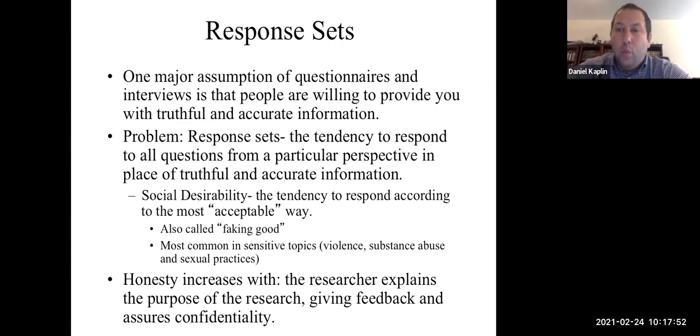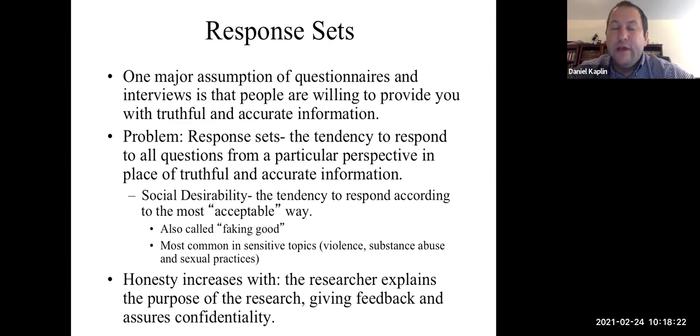We all want to be liked. Everybody wants to be approved of. So social desirability is a tendency to respond to questions in that which is considered socially acceptable or in a way that you anticipate society would approve of.